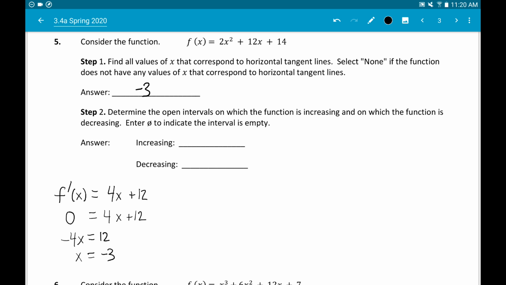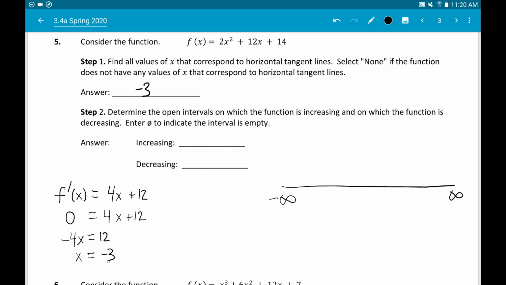Alright, so step 2 is back to increasing and decreasing like we did with the graphs. Instead of actually drawing the graph, we'll use a sign chart to indicate the increasing and decreasing intervals. So draw a horizontal line here. That'll be a number line, if you will. This number line goes from negative infinity to positive infinity.